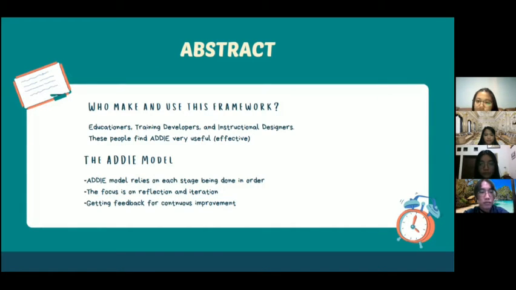And now let's talk about the ADDIE model itself. The ADDIE model relies on each stage being done in order. So it means that we cannot skip one stage and then just do however we want. The focus of this approach is on reflection and iteration. This is a focused approach that provides feedback for continuous improvement, meaning that there will always be revisions.